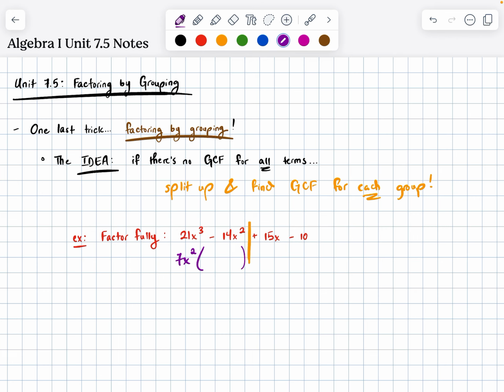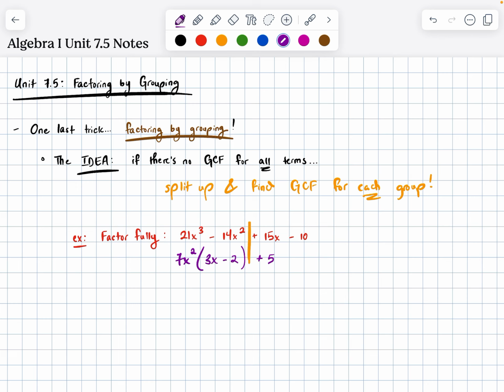I just now need to ask, well, what should be in my parentheses so that when I distribute back out, I get back to where I started? Well, to get from 7x squared to 21x cubed, 7 needs to multiply by 3, and x squared needs to multiply by x. To get from 7x squared to negative 14x squared, well, I just need to multiply that 7 by negative 2. I can now do the same thing for 15x minus 10.